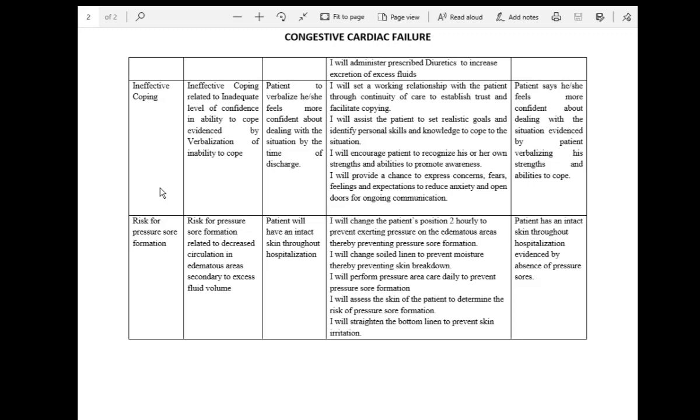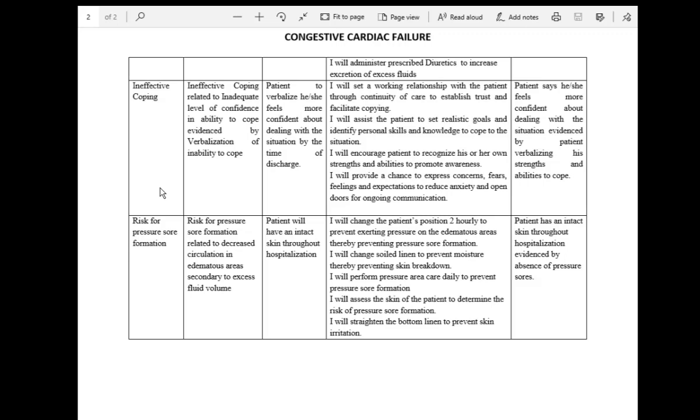The third point, I'll perform pressure area care daily to prevent pressure sore formation. So here as a nurse, especially with an immobile patient, you always have to perform pressure area care so that there will be no pressure sore formation. Then the second thing, you have to know that edematous patients are predisposed to pressure sores. So we should always perform pressure area care. So that's the third point.